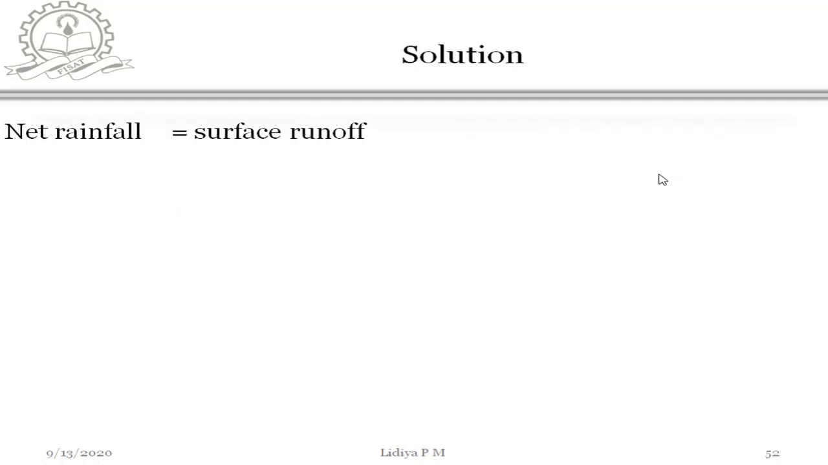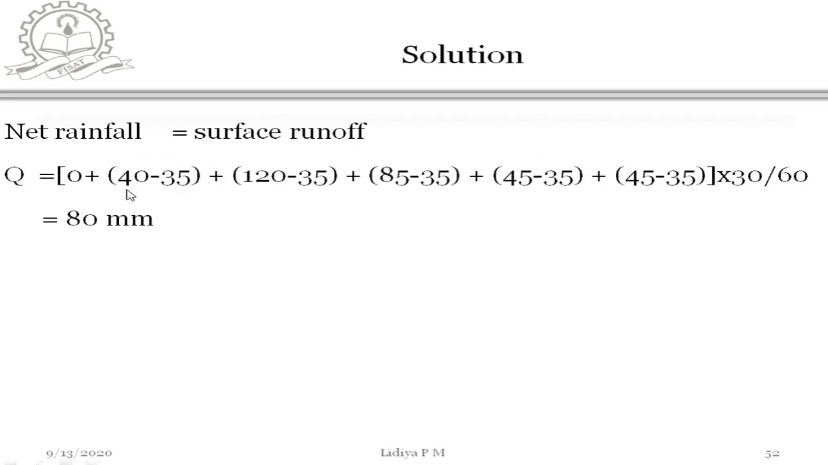Okay, so first one, net rainfall is equal to surface runoff, that is Q is equal to, using the equation we are calculating the rainfall runoff intensity. So from this bracket you will get the runoff intensity, and these values are given for 30 minutes interval. So converting that 30 minutes into hours, that is 30 divided by 60. So you are getting net rainfall in mm, that is 80 mm.